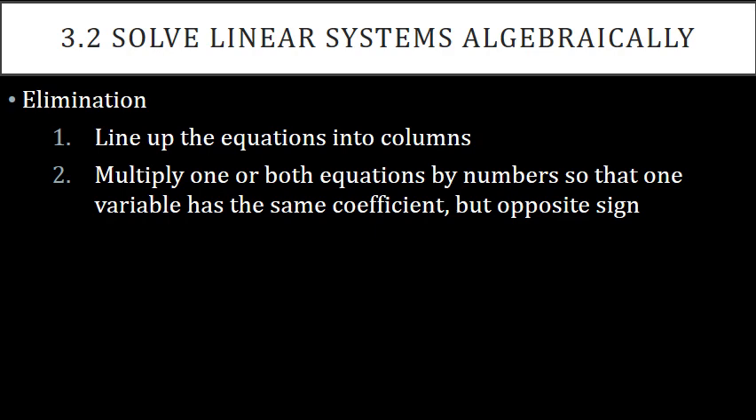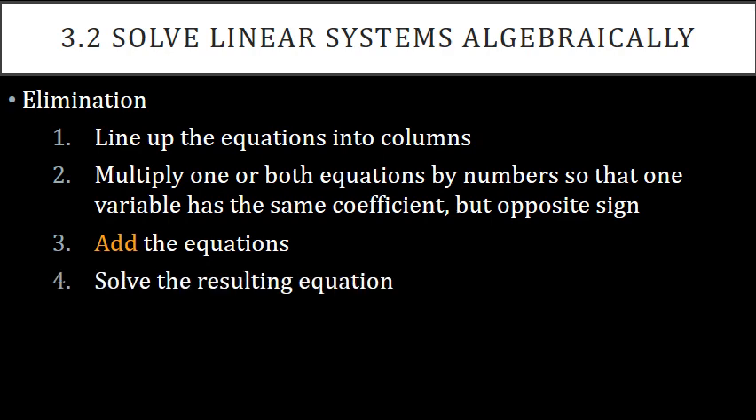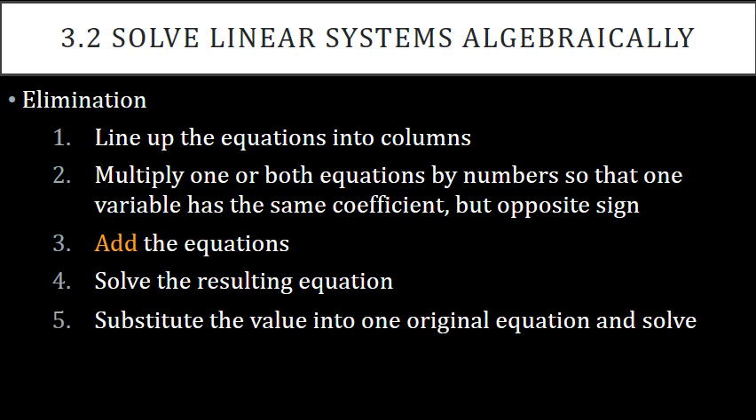Multiply one or both equations by numbers so that one variable has the same coefficient but opposite sign. Then you add the equations. Always set it up so you add the equations and one of the variables should disappear. And again, it's only if you do step 2 correctly, so that you have one of the variables with the same coefficient but opposite signs. So when they add, you get 0 of that variable. Solve your resulting equation, and then substitute the value you got into one of the original equations and solve.